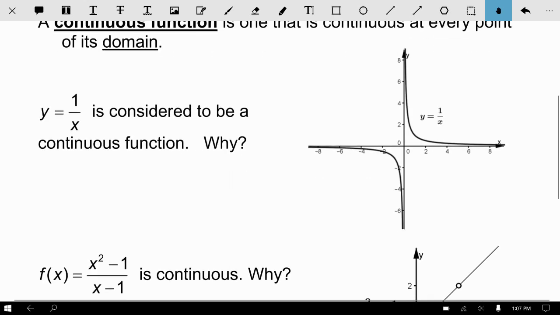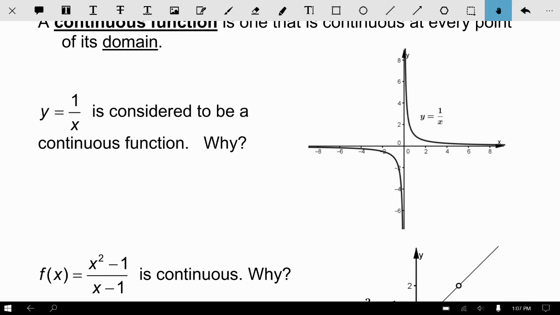So y equals 1 over x is considered to be a continuous function. Why is that the case? Well, if I said y equals 1 over x is continuous, it's obvious from this graph that you can see over here on the right, it's obvious from the graph that the function is not continuous at x equal to 0.